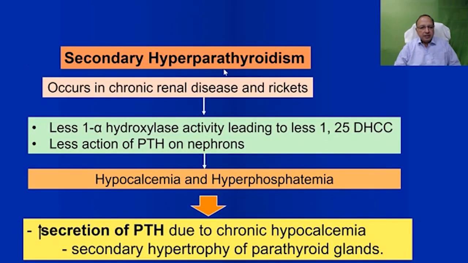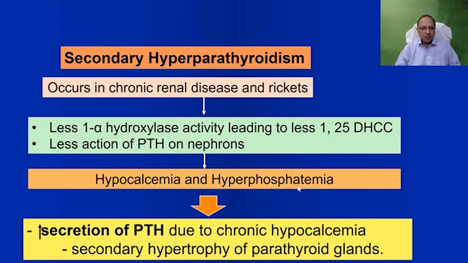Secondary hyperparathyroidism means that there is an increase in the parathormone level, but it is not due to a pathophysiology within the parathyroid gland. It is primarily due to a lesion in some other area or pathophysiology in some other organ. Secondary hyperparathyroidism is usually observed in chronic renal disease and in rickets. So when there is a decrease in the activity of parathormone, there will also be a decrease in 1-alpha hydroxylation, which ultimately again causes a decrease in the active vitamin D formation. There will be lesser action of parathormone on the nephrons, and ultimately this leads to hypocalcemia and hyperphosphatemia.